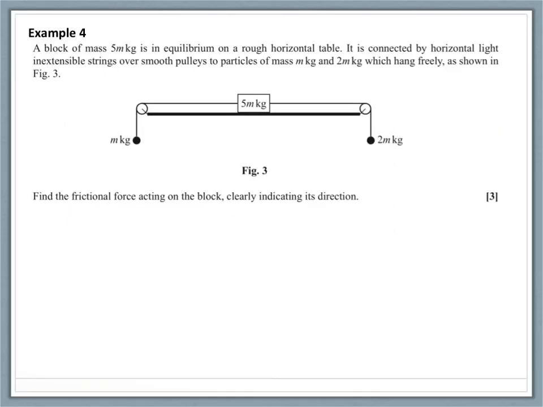Now let's look at example 4, where we have 2 pulleys. Let's read through all the information. We have a block of mass 5m kilograms. Notice that this m here is an algebraic m, it's an unknown. It's in equilibrium on a rough horizontal table, and it's connected by horizontal light inextensible strings over smooth pulleys to particles of mass m kilograms and 2m kilograms which hang freely. We now need to find the frictional force acting on the block and indicate its direction.